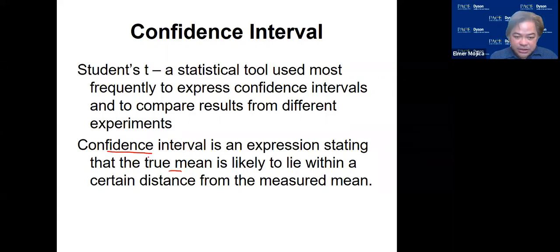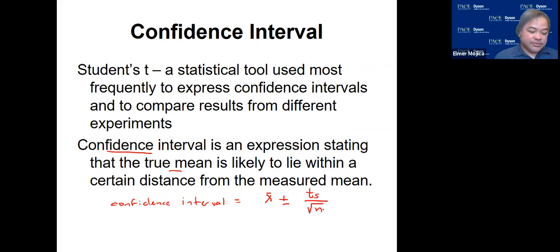So if we look at the equation that you use for this one, this is the true mean plus or minus t s over square root of n. Okay, so t here is your student's t, a table you have. s is your standard deviation, n is the number of measurements, and x-bar is the mean of the set of measurements.